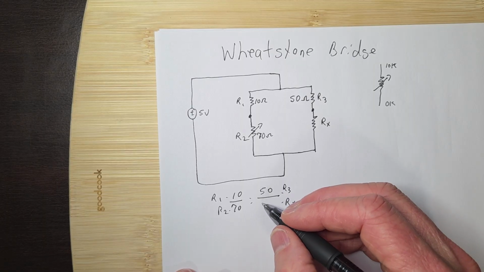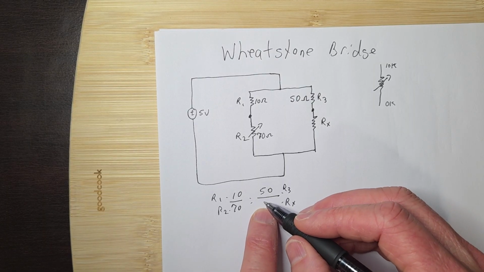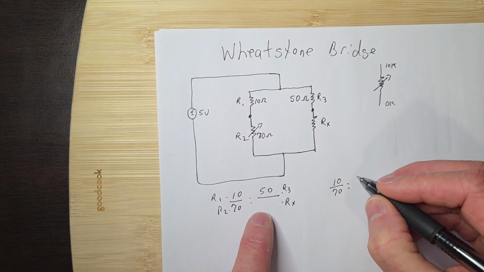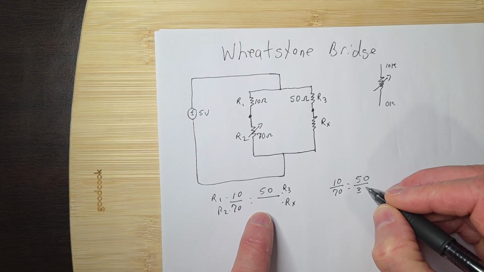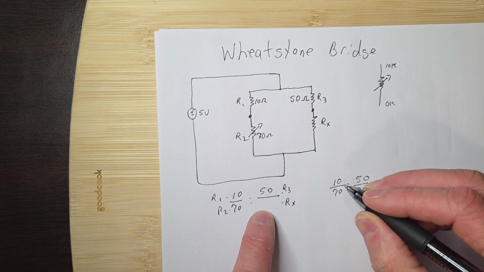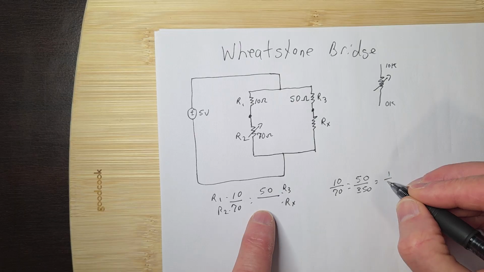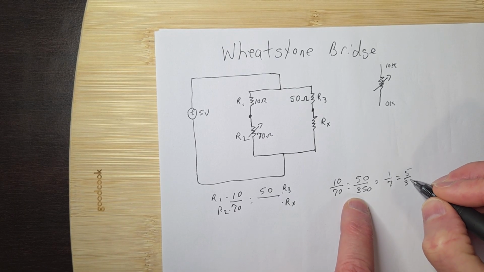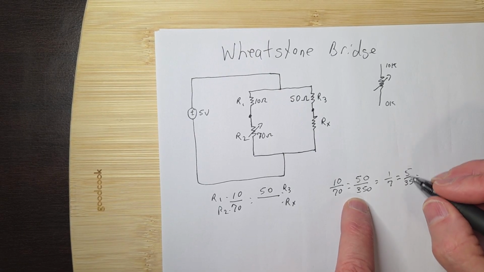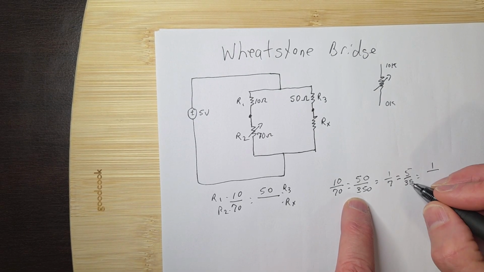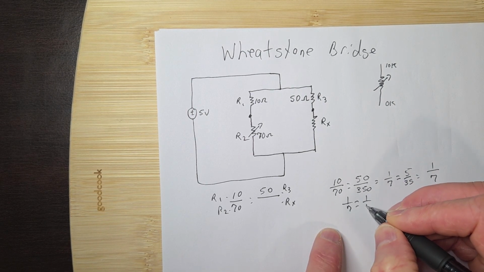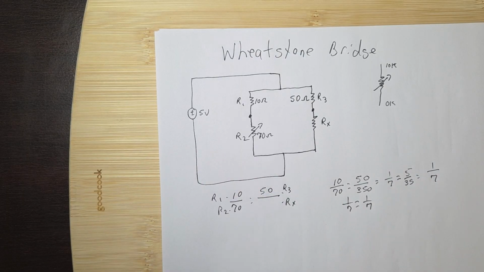Well, then we know that all I have to do is multiply that times 7. So 10 over 70 is equal to 50 over 350, because 1 over 7 is equal to 5 over 35, since 5 will go into 5 once and it'll go into 35 seven times. So 1 over 7 is equal to 1 over 7. So that means it's balanced. That's how you would do that in real life.